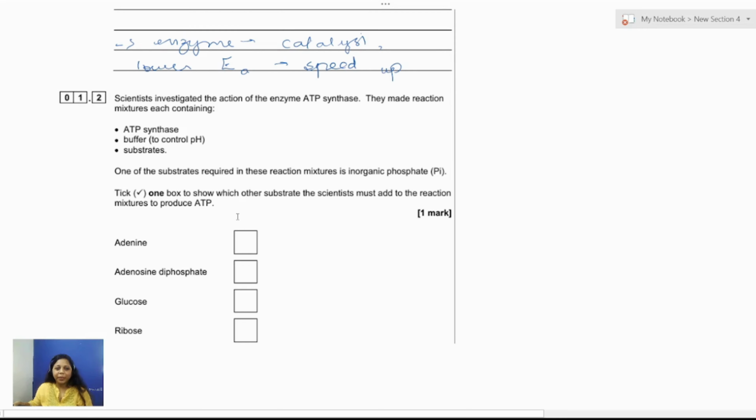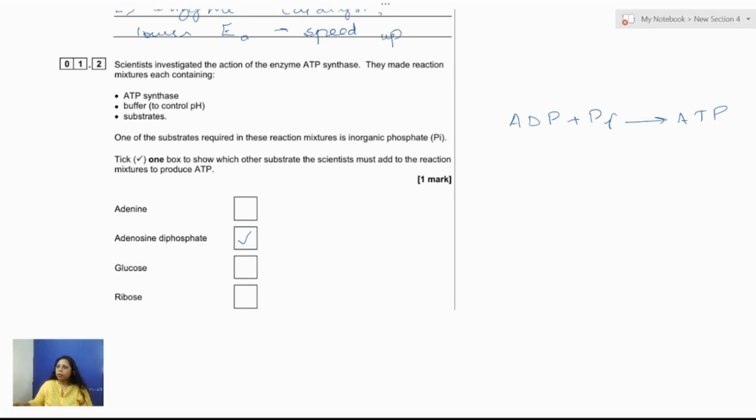What is required for making ATP? It's related to respiration as well. How is ATP formed? By putting the phosphate into ADP. So yes, ADP plus the inorganic phosphate gives ATP. So we need adenosine diphosphate. Let's move to the next question.